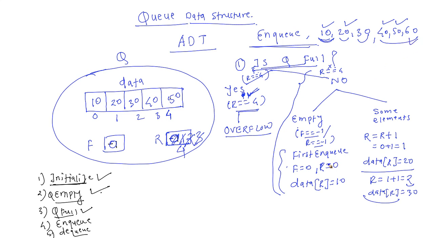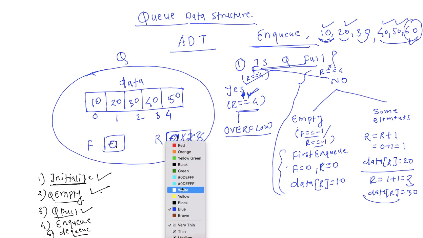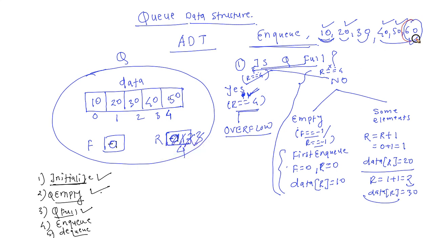To insert 60, what we do, again the same process. First question, is the queue full? This time we want to insert 60. Let me take a different color here. So we want to insert 60. What is R? R is 4.